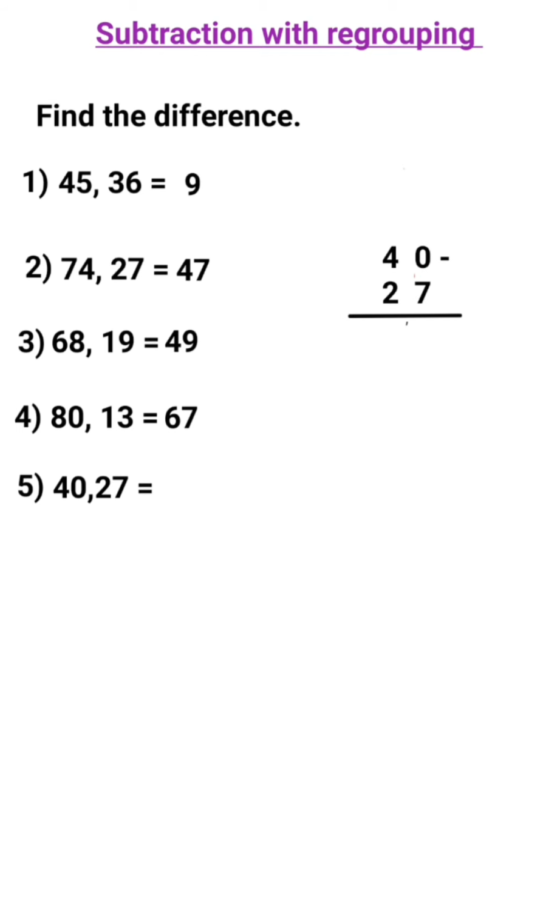Move on to the fifth question, 40 and 27. So here 0 minus 7. We can't subtract 7 from 0. We should make this 0 a bigger number. So we can borrow 1 ten. We can write that 1 before 0, or we can cut off the 0 and write 10 as a new number. Now here 4 will change to 3, that is 3 tens. Now 10 minus 7 is 3 and 3 minus 2 is 1. So here the answer is 13.